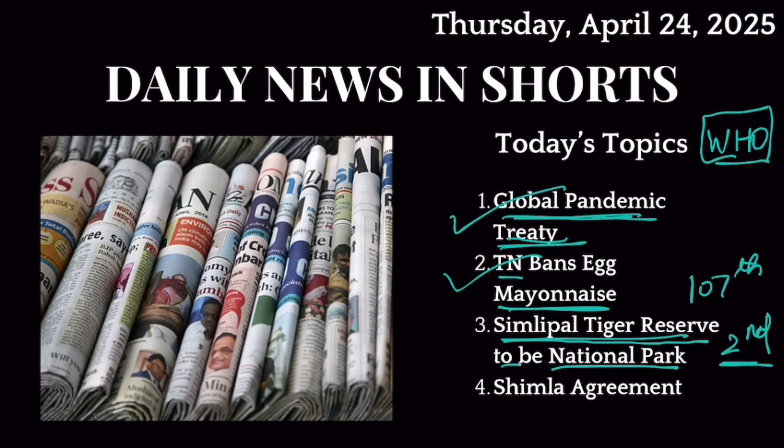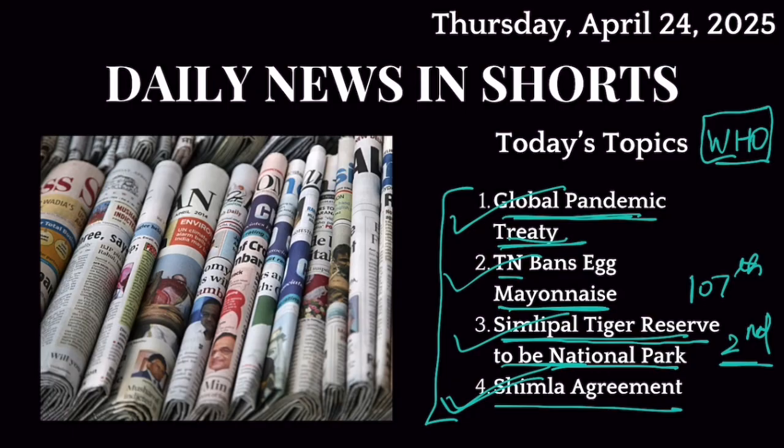So we'll talk about this issue, and in the end we'll talk about the Shimla Agreement. Now, we all know that India put the Indus Water Treaty in abeyance, and in reply to that, the Pakistan government put the Shimla Agreement in abeyance. So what is this Shimla Agreement? What will happen if both India and Pakistan put this agreement in abeyance? What will be its impact basically? We'll talk about this.